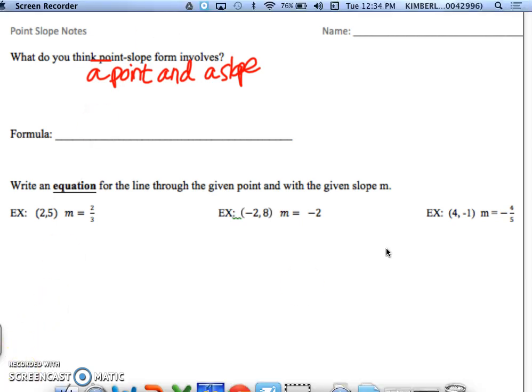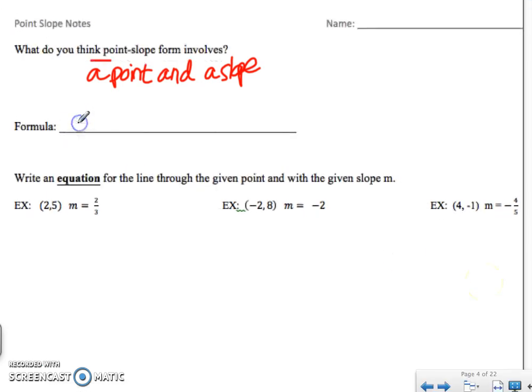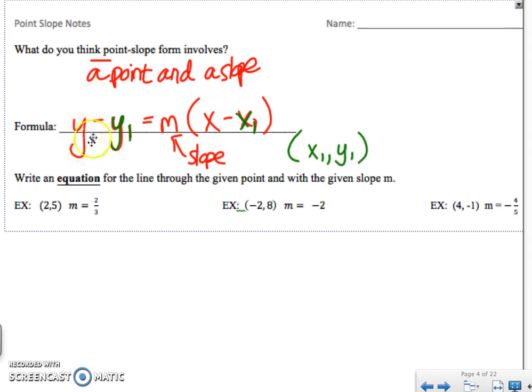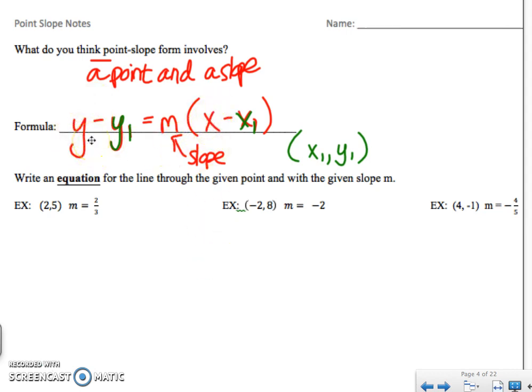Okay? So the formula for point-slope that you will have to memorize is y minus y1 equals m parentheses x minus x1. Okay? And this m is going to represent your slope, like always. And then this y1 and this x1 are a point. So it's an x and a y of a point. So this first y is always going to be in your equation, and this x is always going to be in your equation, because we have y equals mx plus b.